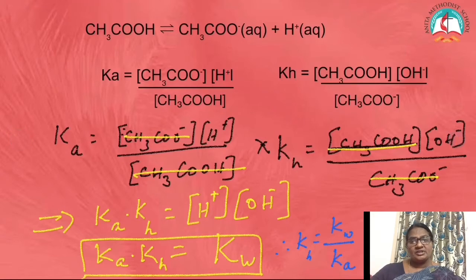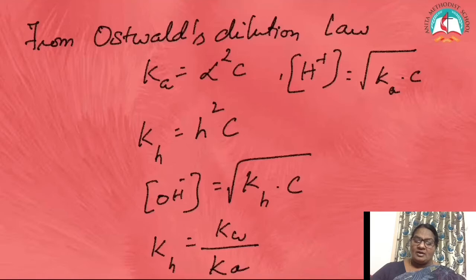Before that, let us see how to derive Kh in terms of h. From Ostwald's dilution law we saw Ka, the dissociation constant, is given by what? Alpha square C, and alpha is given by root of Ka by C. Here similarly, Kh can be derived in terms of the degree of hydrolysis h. So Kh is given by h square C, or the OH ion concentration or H plus ion concentration is given by root of Kh into C. Here again I am substituting the value of Kh from the previous slide, Kw by Ka or Kw by Kb as the case may be.